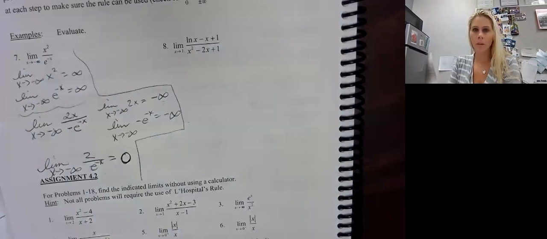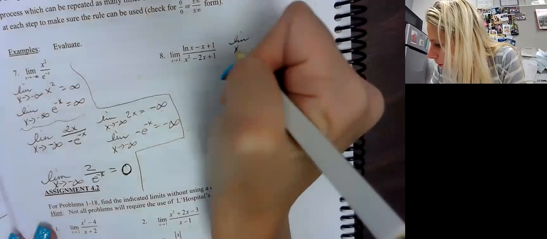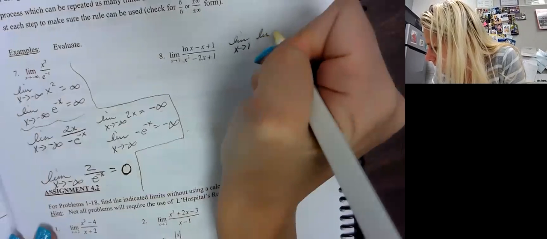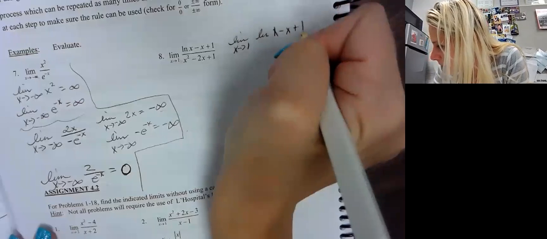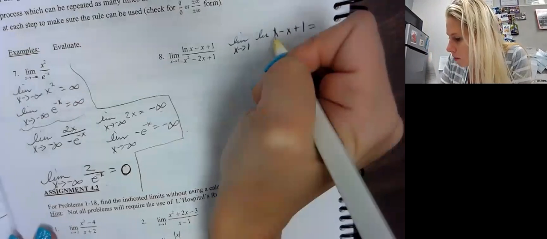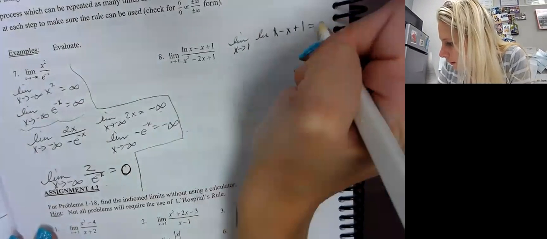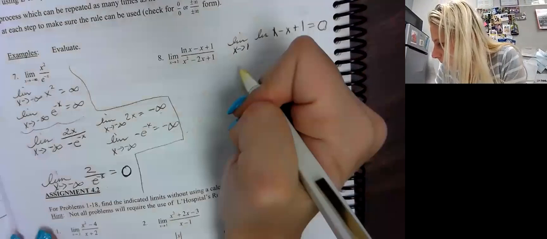Okay, let's try this again. Let me break this out so I know I have room. All right, so limit as x approaches 1 of ln of x minus x plus 1. Well, ln of 1 is 0, leaving us with negative 1 plus 1, which is 0. So that numerator turned out to be what we wanted it to be.